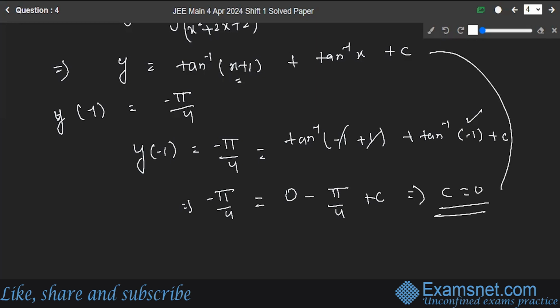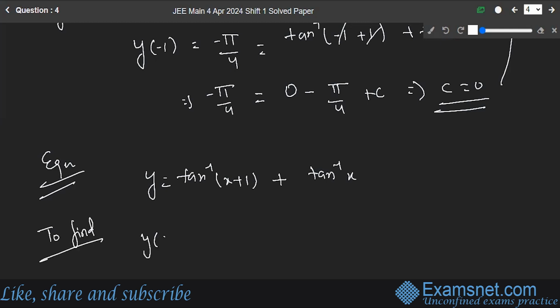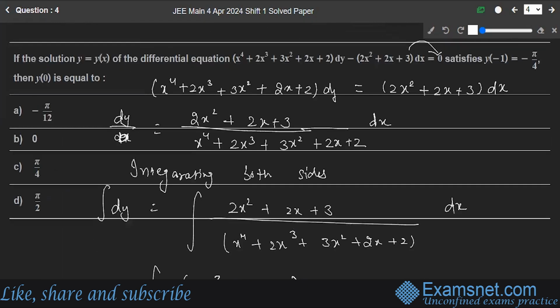So now let's put this c in the equation. Now the equation will be tangent inverse of (x plus 1) plus tangent inverse of x plus 0, so I'm omitting that. What you have to find out in the question was y of 0. So this is equal to tangent inverse of (0 plus 1) plus tangent inverse of 0. This is equal to tangent inverse 1, which is pi by 4, plus 0. That is equal to pi by 4. This is the answer to the question. You have option C as the correct answer. Hope you got that. Let's move to the next question then.